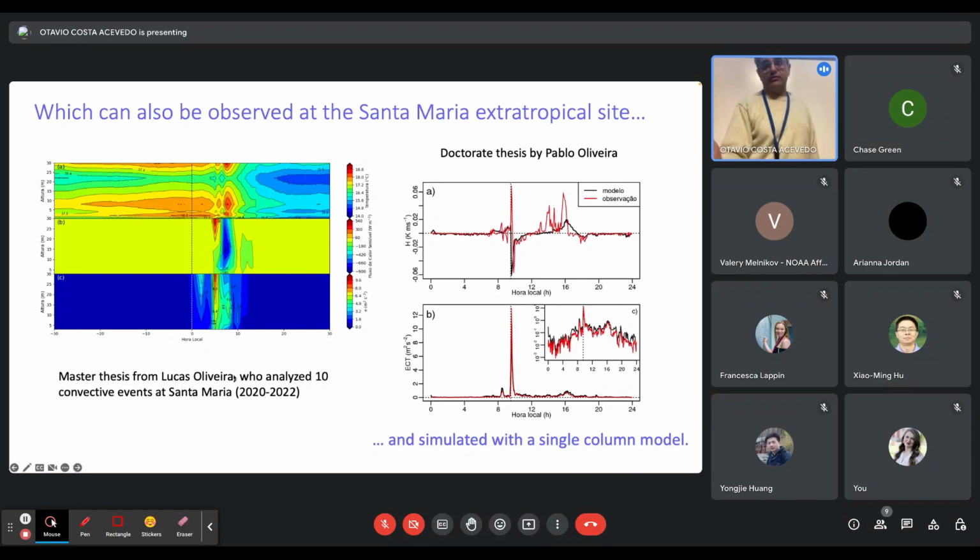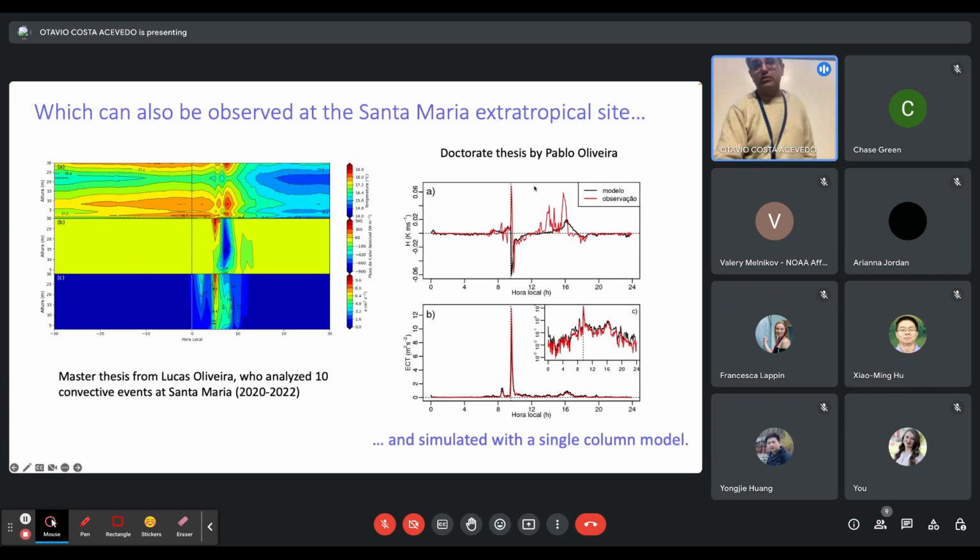Lucas analyzed, with the help from Mauricio, 10 convective events at Santa Maria. That's the Santa Maria Tower, which is extratropical. The other one is in the Amazon. And you can see here a very similar structure of the heat flux, the dipole: positive, negative. You can see the vertical structure too, because this is when we had 12 levels of turbulence in the 30 meters of the tower in Santa Maria. So we have a very detailed view, even though it's not as deep as in the ATTO tower.